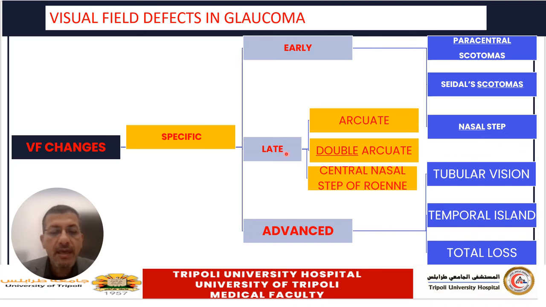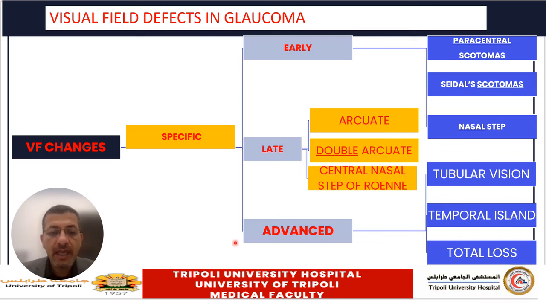The late changes include arcuate scotomas in the Bjerrum area, or Bjerrum scotoma, and double arcuate scotoma, when the two scotomas in the upper hemifield and lower hemifield fuse together. When they fuse together, they may be left with a central nasal step that's called Roenne's step.